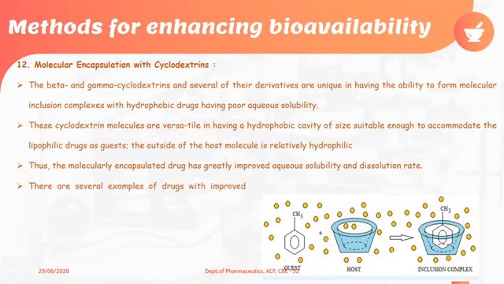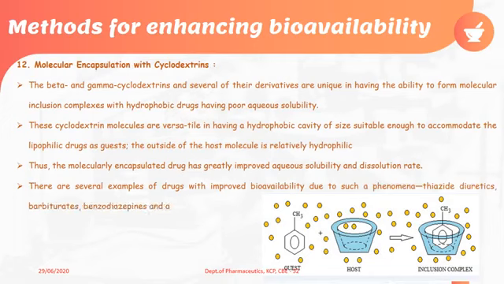There are several examples of drugs with improved bioavailability due to such complexing phenomena. Those are thiazide derivatives, barbiturates, benzodiazepines, and a number of NSAIDs. So these are some of the examples of it here.